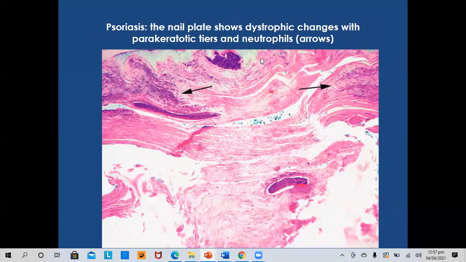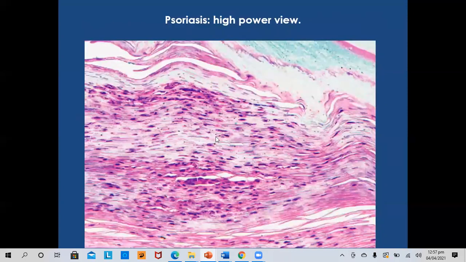If you see the histology of the nail plate, these are the parakeratotic areas among the hyperkeratotic areas, and these parakeratotic columns are lost, resulting in nail pits. This is the high power view of the parakeratotic areas in the nail plate.